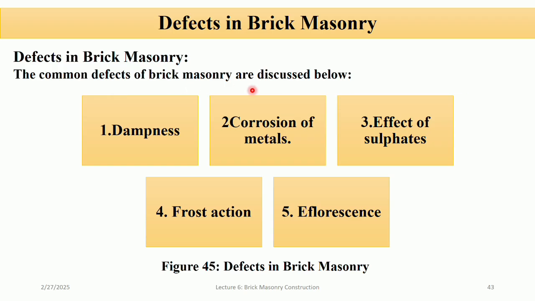Now let's discuss defects in brick masonry. The common defects of brick masonry are discussed below. Number one is dampness, corrosion of metals, effects of sulfates, frost action, and efflorescence.